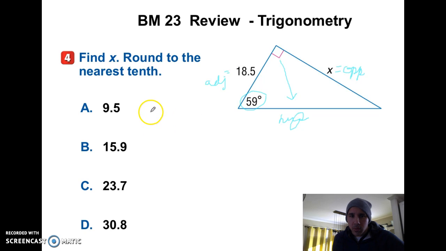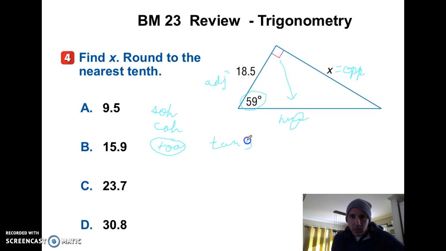Just remember how I memorized this was SOHCAHTOA. Sine is opposite over hypotenuse, cosine adjacent over hypotenuse, and tangent opposite over adjacent. The only one that satisfies an opposite and adjacent definition is my tangent. So I'm just going to take my time setting this up.